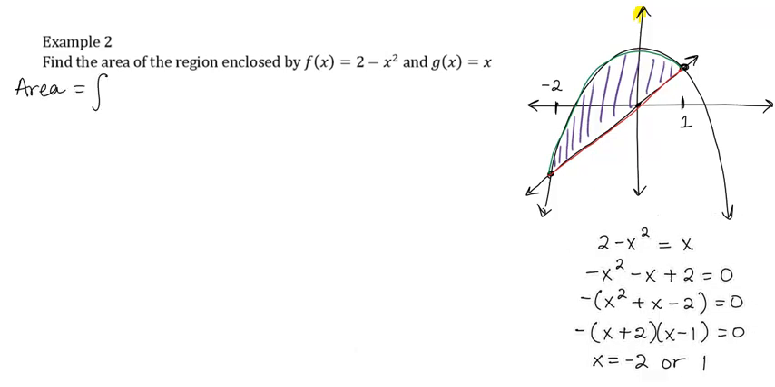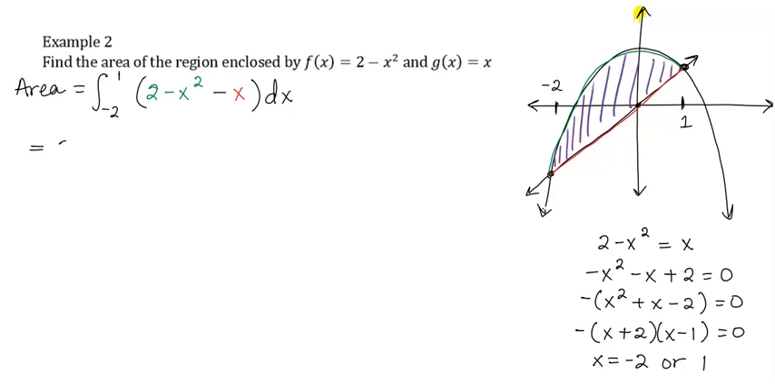Because now we know the area will be the integral from the lower limit of -2 to the upper limit of 1. And on the inside of the integral, we need to make sure we're doing the top function, which is the parabola 2 minus x squared, minus the bottom function, which is the line of x. And we will integrate this with respect to x.